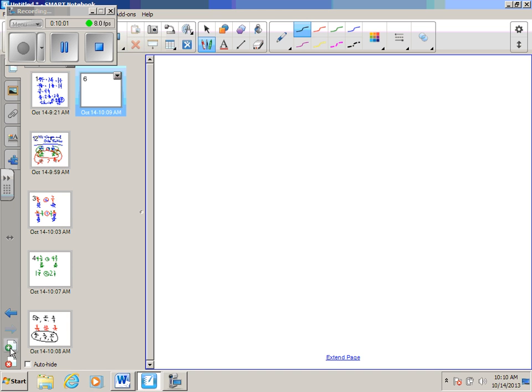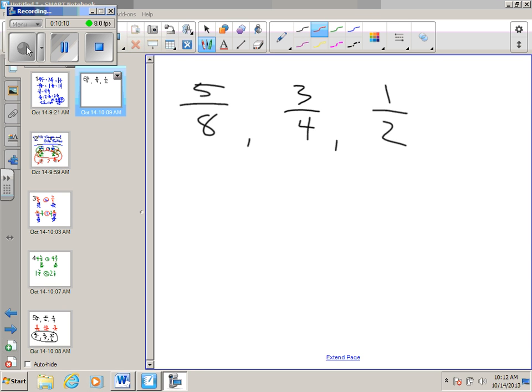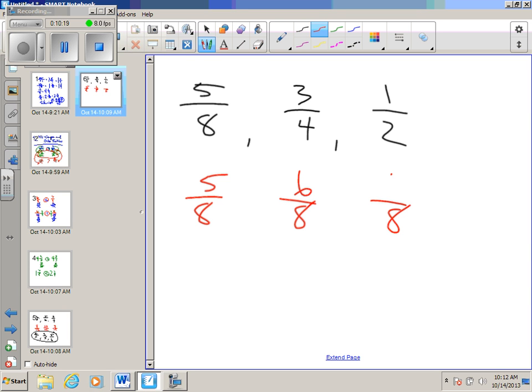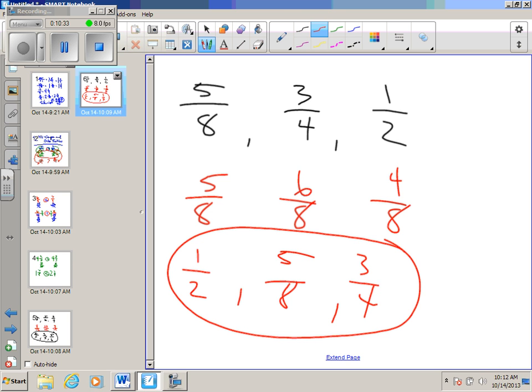Here's one to try. 5/8, 3/4, 1/2. What's our common denominator? 8. 8 works just fine. So 5/8 stays, 3/4 times 2 is 6/8, and 1/2 would be 4/8. So therefore, our smallest, half, followed by the 5/8, and then the 6/8, which is the 3/4.